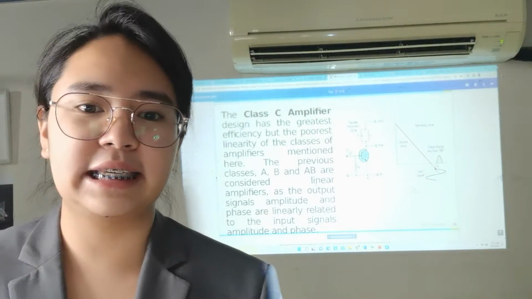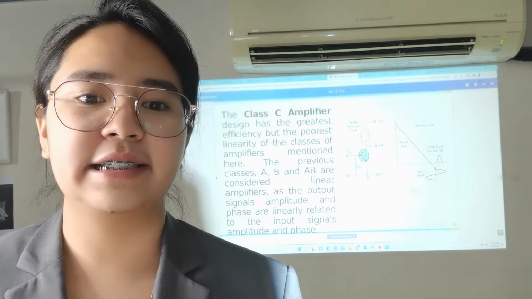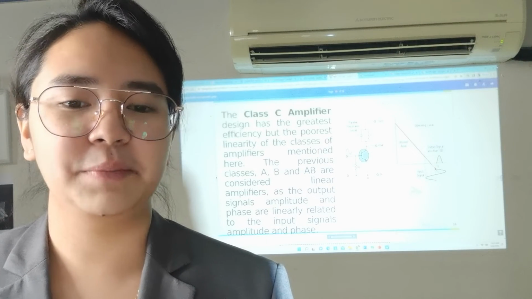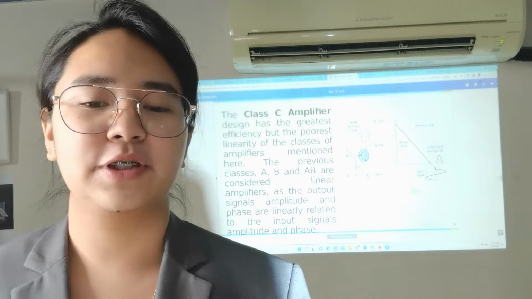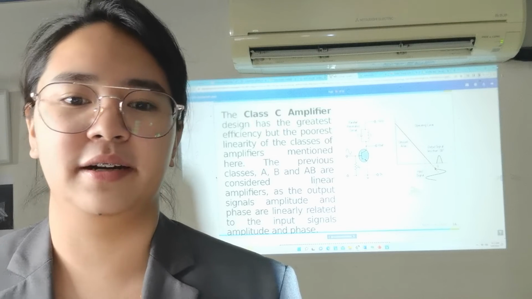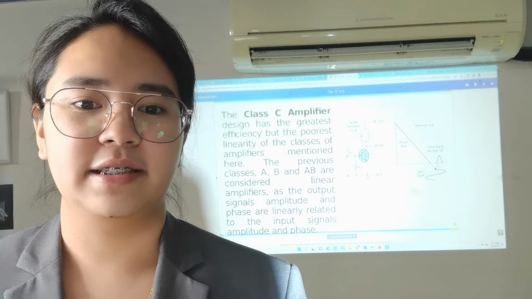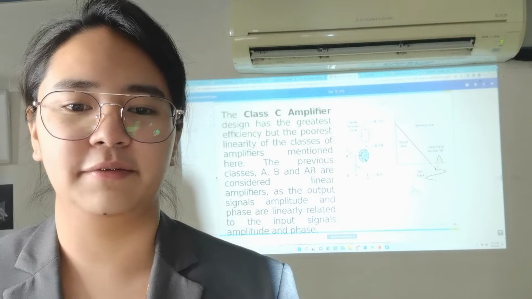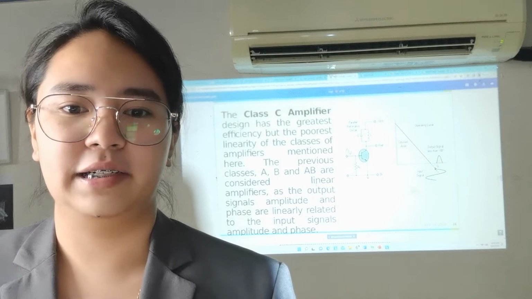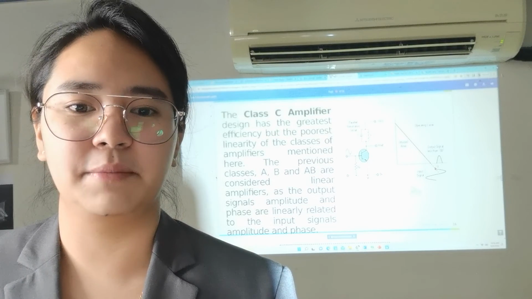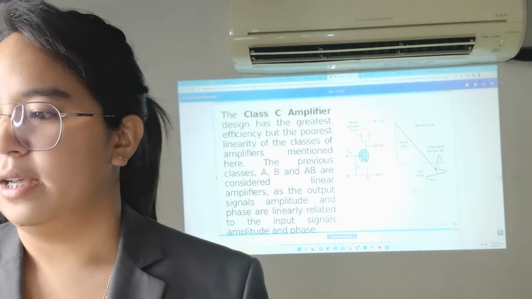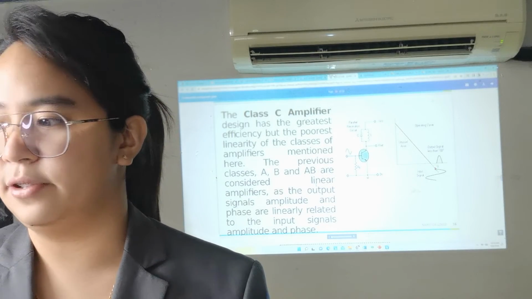The class C amplifier is designed for the greatest efficiency but has the poorest linearity of the classes of amplifiers mentioned here. The previous classes A, B, and AB are considered linear amplifiers, as the output signal's amplitude and phase are linearly related to the input signal's amplitude and phase. This is the parallel resonance circuit, operating curve, unused area.